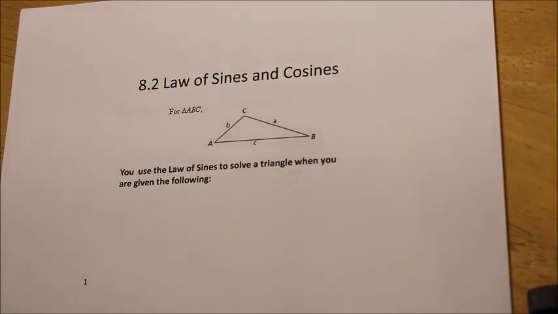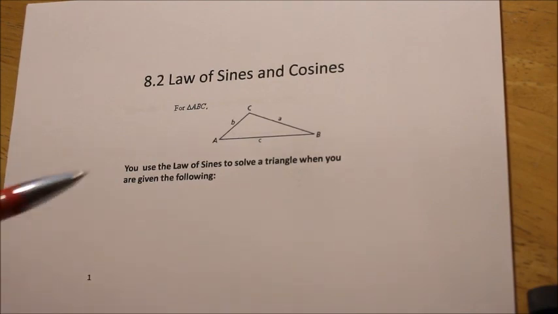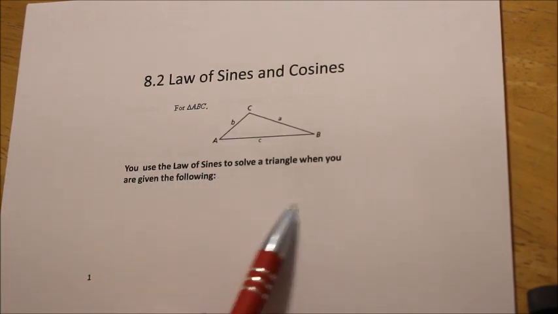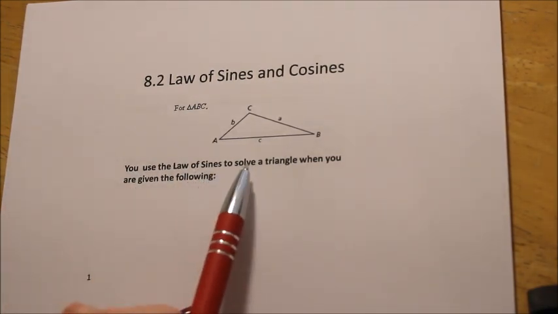They are not right triangles. They could be acute, they could be obtuse, but they are not right. And there are two ways that we're going to learn to solve these triangles. The first way is called the law of sines, but here's the case scenario. So you look at the triangle and you say, what is the given information?